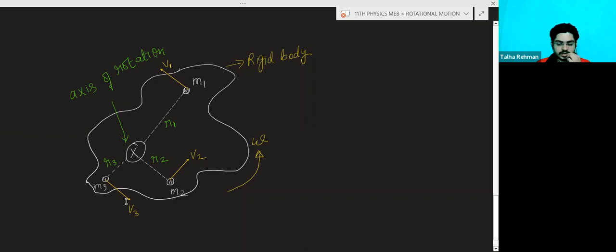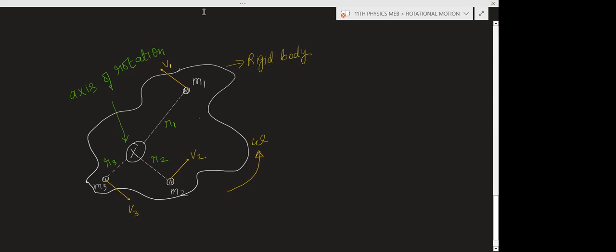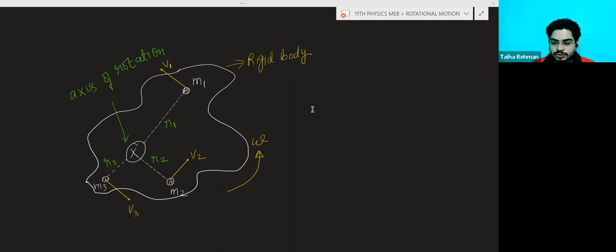Okay, so in case of rotational motion, all the masses perform circular motion. And if the masses are performing circular motion, they are completing equal angles in equal intervals of time. That is why the angular velocity of all the masses remains the same.